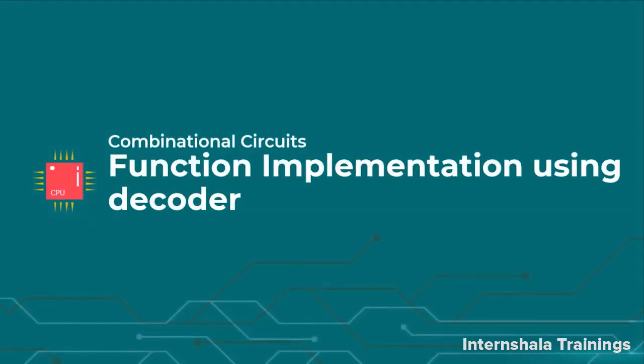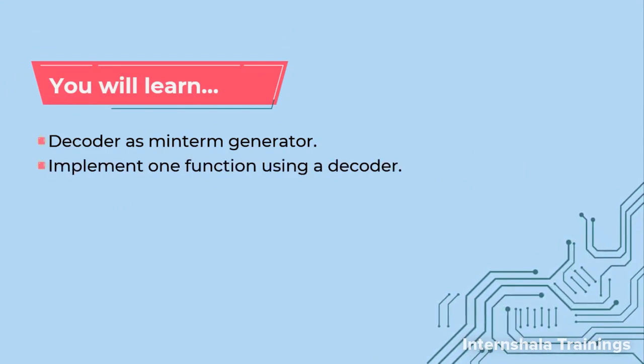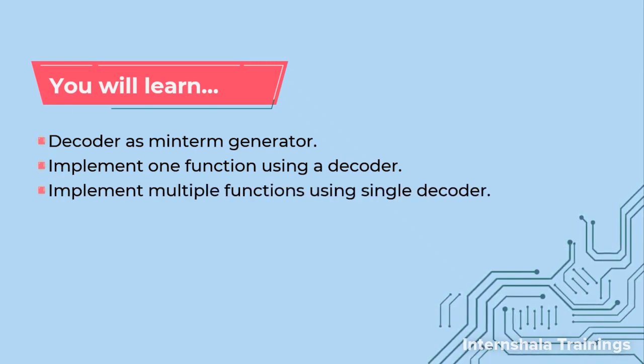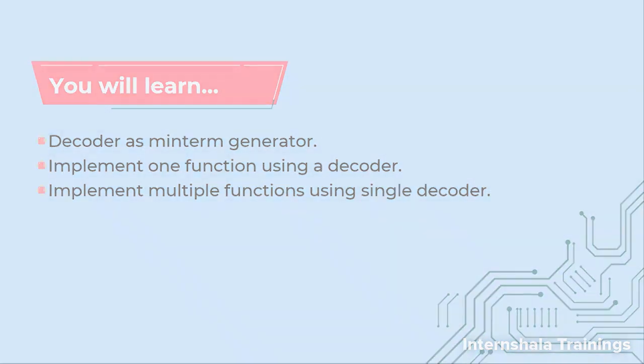So now we are going to talk about how we can implement a function using a given decoder. In this video we are going to talk about how we can generate minterms using a decoder and implement any function using the given decoder. A decoder has a special feature: we can also implement more than one function using a single decoder. So now let us get started.